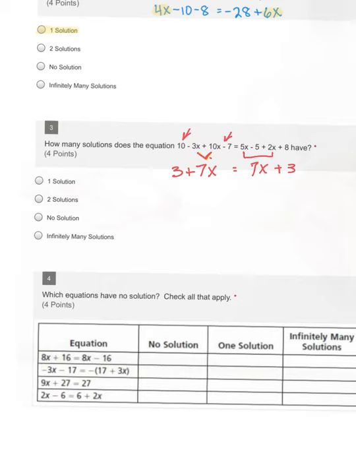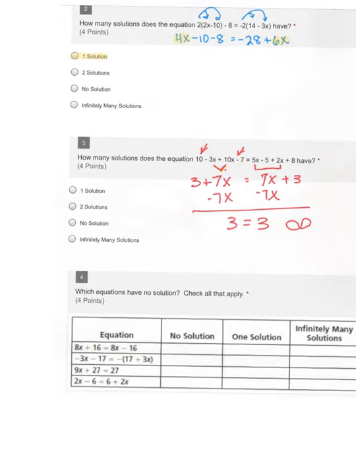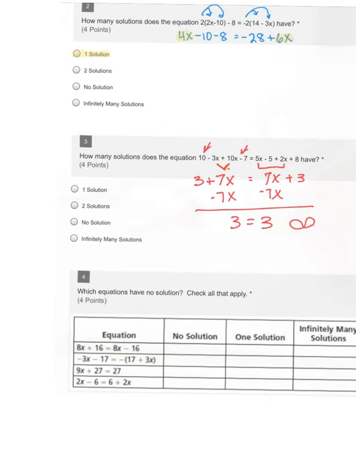So do you see how I have the exact same equation on both sides? Right there, I can already tell it's going to be infinitely many solutions. But let me show you why. If I subtract 7x from both sides, those eliminate, and now I can see I'm going to be left with 3 on both sides. This means infinite solutions. So that means my answer is here, infinitely many solutions.